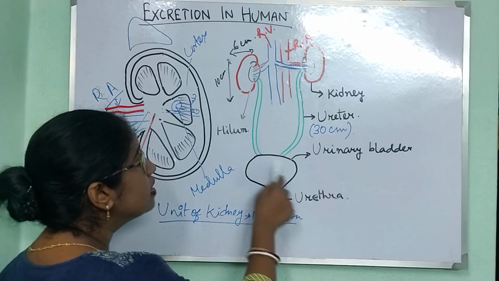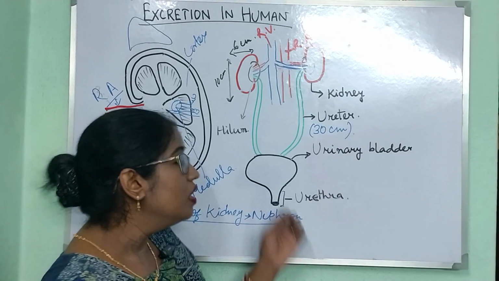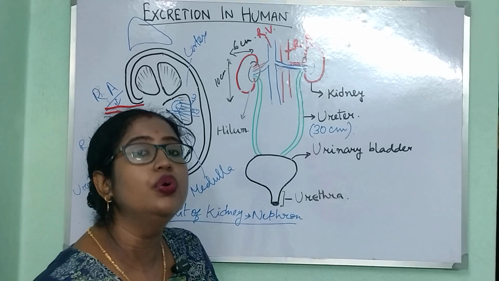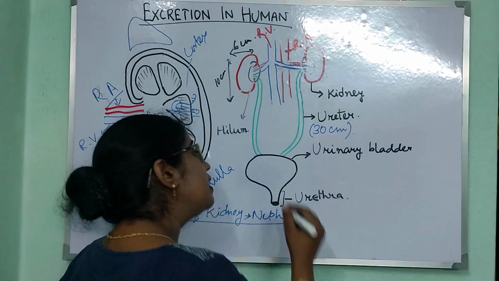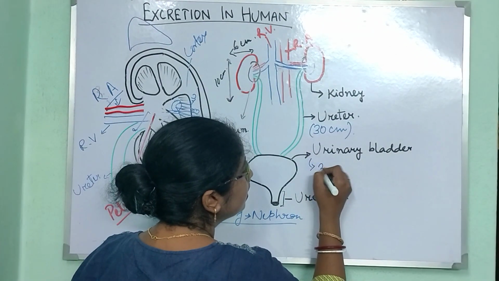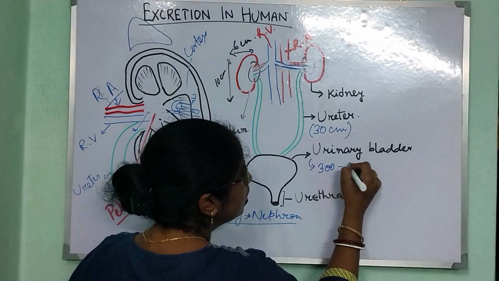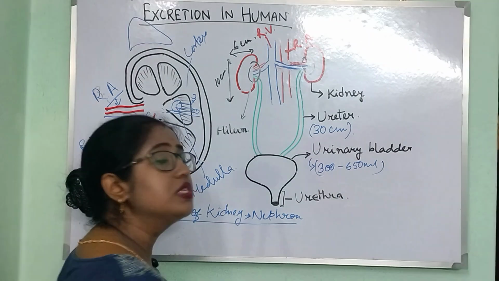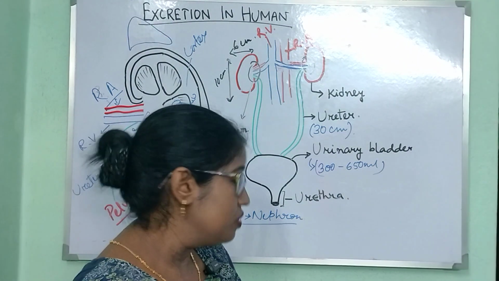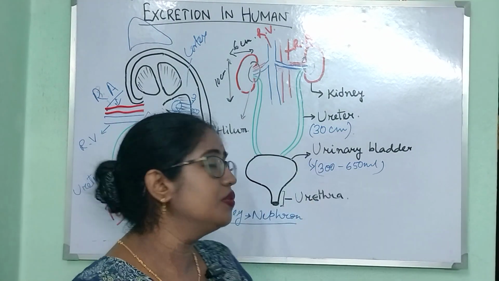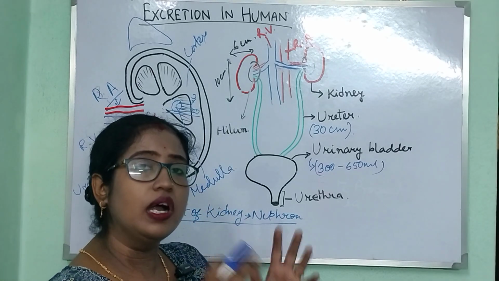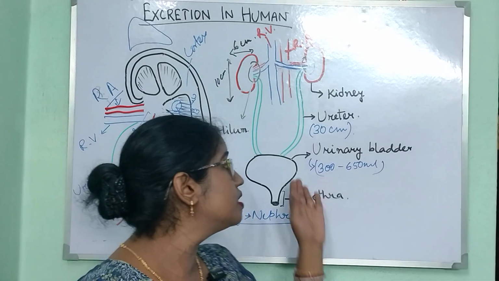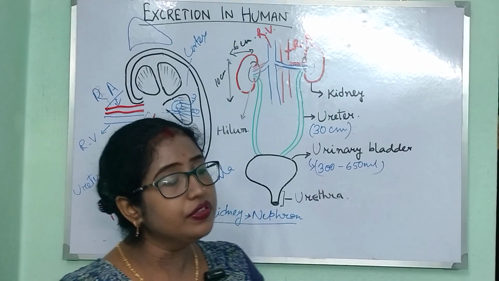Then the next part is the urinary bladder. It is a bag-like structure that temporarily stores urine, and the capacity of this urinary bladder is 300 to 650 ml of urine. This bag-like structure is known as the urinary bladder. It is also guarded by muscles, and its storing capacity is 300 to 650 ml of urine.